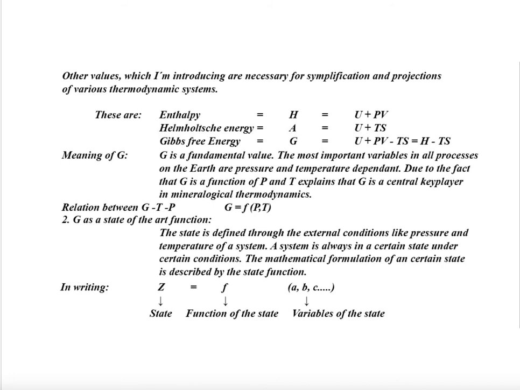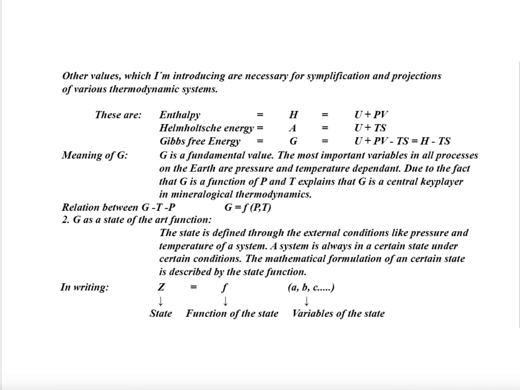So that means G is a state function. The state is defined through external conditions like pressure and temperature of a system, and this system is our planet, our rocks which we are studying, or our minerals. And the system is always in a certain state under certain conditions. The mathematical formulation of a certain state is described by the state function.